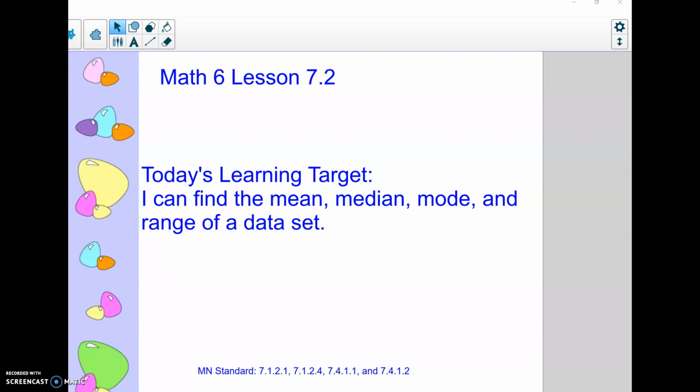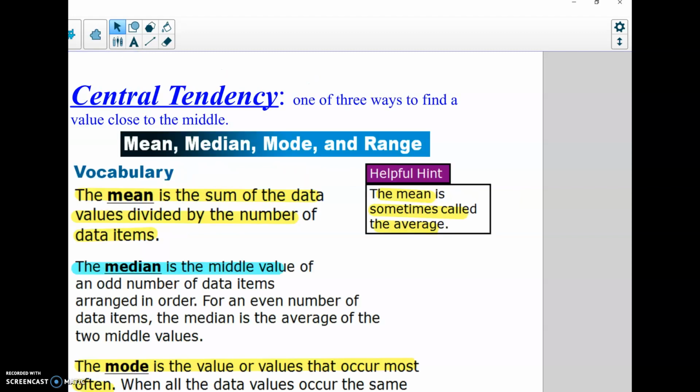All right, so today we are going to find the mean, median, mode, and range of a set of numbers and talk about outliers. So get something to write with, something to write on, and you will need a calculator. We're going to be using a calculator to calculate all these different things. So first off, we got to refresh our memory on which is which.